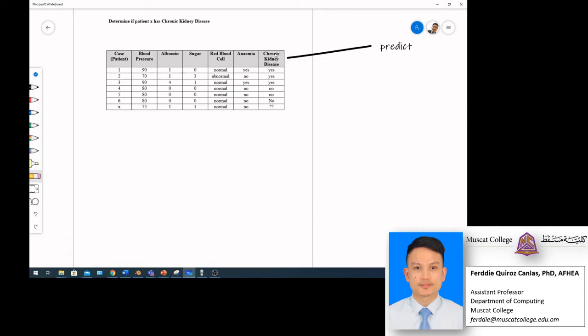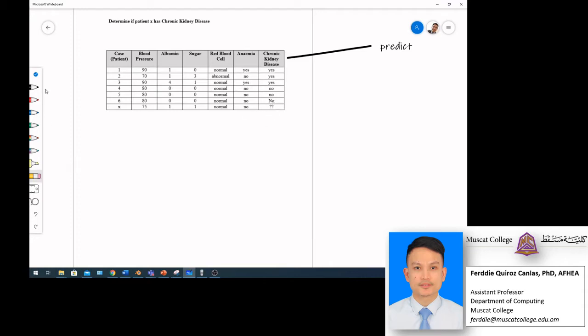So he is having a problem with his or her kidney. So same thing, we have second patient here, blood pressure is 70, albumin is 1, sugar is 3, red blood cell is abnormal, and then anemia. He's not having anemia, but he was diagnosed to have a chronic kidney disease. So from this given medical history of 6 patients, we will try to predict what do you think would be patient X. So let us know if patient X is having chronic kidney disease or not.